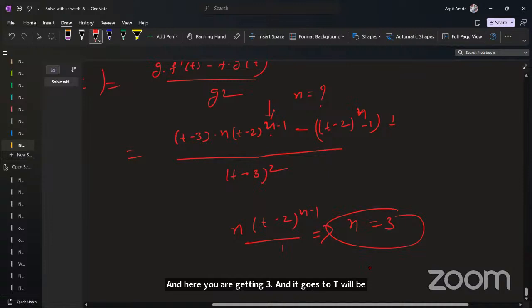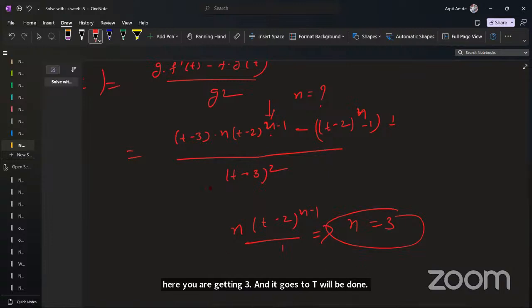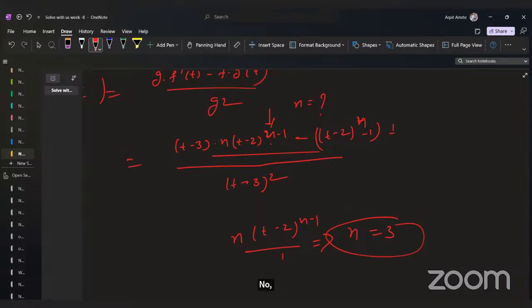Now you got the value of n equals 3, then put it here. Okay, now got the idea how to solve this? Or do I have to solve each and everything? No, sir, it's fine. I can do that.